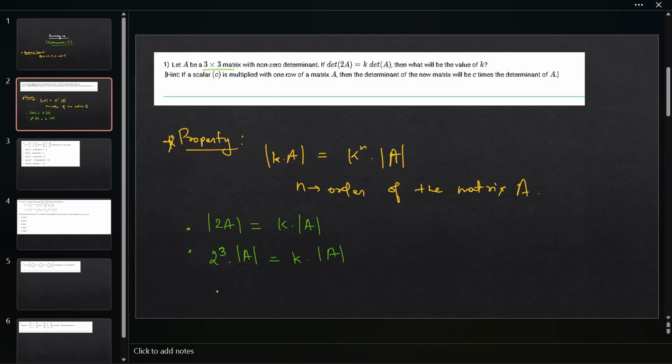Now, since it is given to me that determinant of A is not equal to 0, then it means I can remove determinant of A from both the sides, because then it's just a non-zero number, and I have K equal to 2 to the power 3, that is 8. So the value of K here is 8. Now let's move on to the next question.